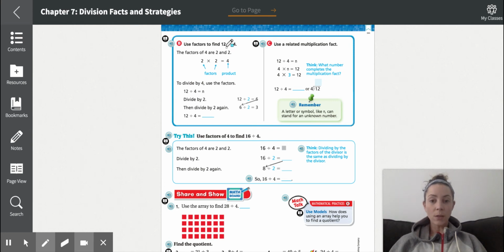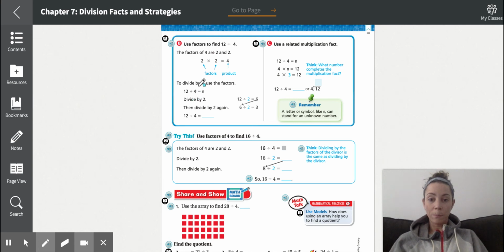Okay, so I still have 12 divided by 4. But instead of doing 12 divided by 4, let me divide 12 by the first factor of 4. And then I'll take that answer and divide it by the second factor of 4 because when you put those together, it's the same thing as 4. So I can just divide with 2 steps by the 2 different factors. So let's show you what we mean.